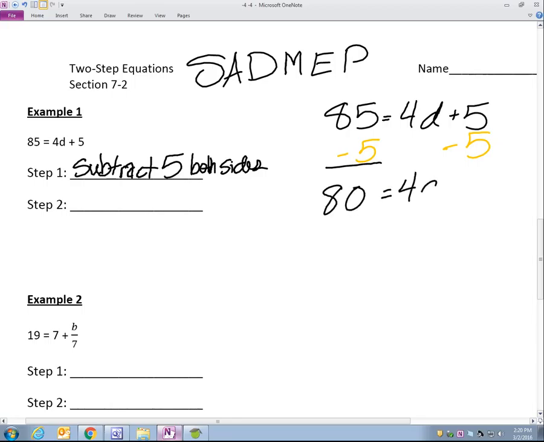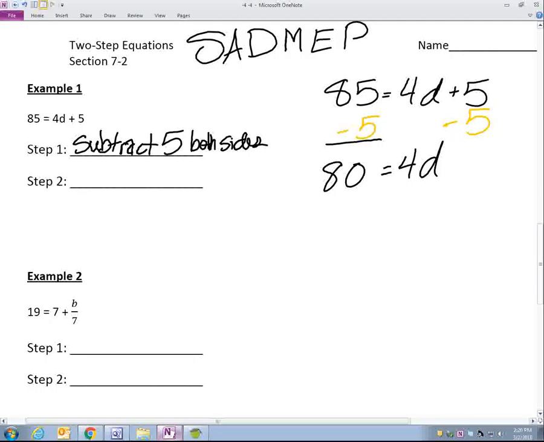So 4d equals 40. Now what's my next step? This looks familiar. You guys have had this before. Exactly, because I've already taken care of adding. The next one is division, and that's just like multiplication and division in PEMDAS. You do it left to right. So I have multiplication, so I have to divide, which is the inverse of multiplication. Divide by 4 on both sides.